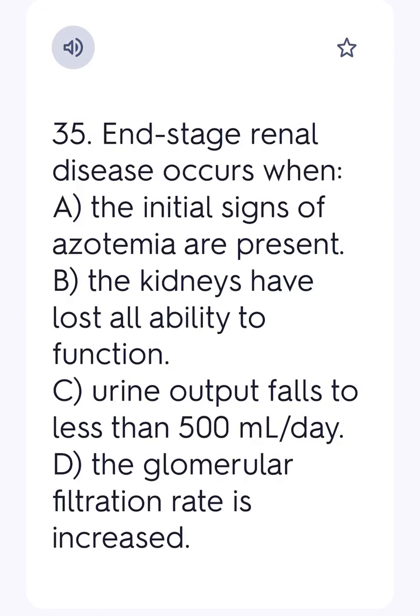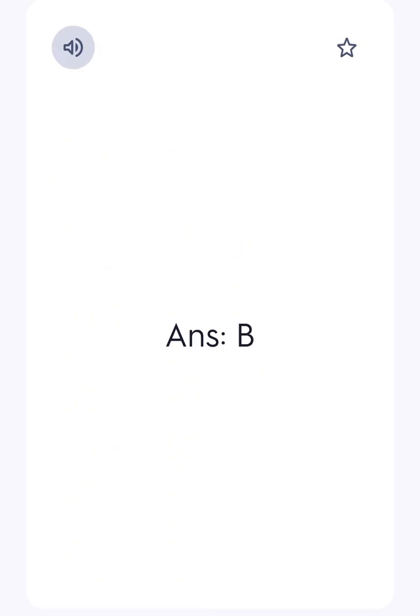35. End-stage renal disease occurs when A. the initial signs of azotemia are present, B. the kidneys have lost all ability to function, C. urine output falls to less than 500 milliliters per day, D. the glomerular filtration rate is increased. Ans, B.